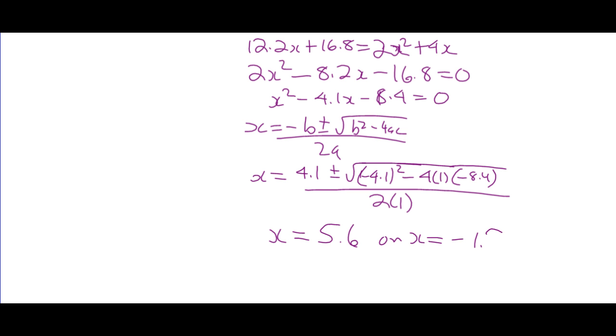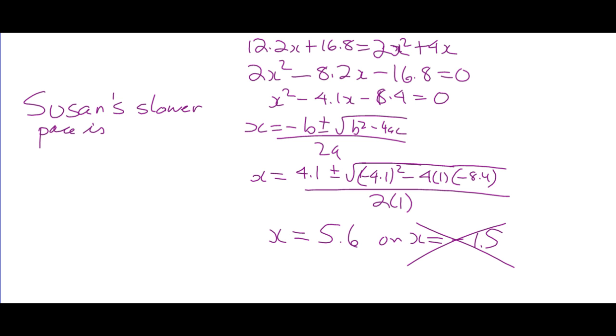or negative 1.5. Okay. Show it, right? X could be equal to negative 1.5. Cross it off. So yeah, you can't do that. Okay, can't have a negative speed. So her speed is 5.6. So Susan's, I want to determine the slower pace. Susan's slower pace is 5.6. No, miles, right? With miles. Miles per hour.